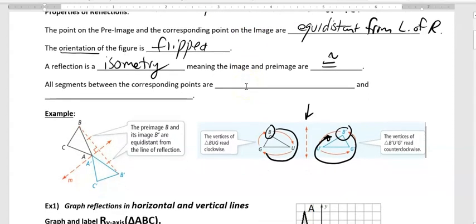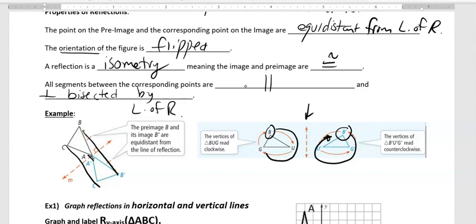Now, when we look at A to A prime, B to B prime, and C to C prime, if you look at all those segments, what is true about all of them? They are all parallel, and they are also perpendicularly bisected by the line of reflection. So that is how I'm going to be able to set up my application problems.